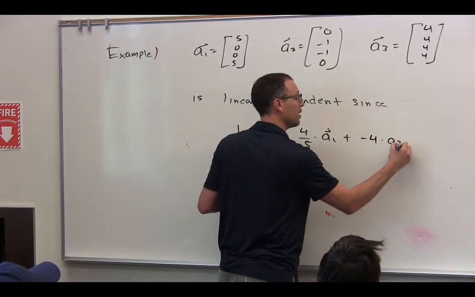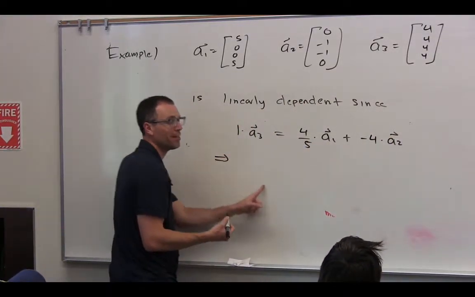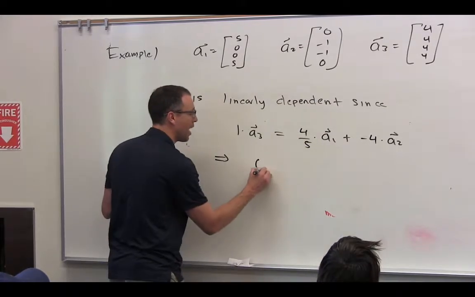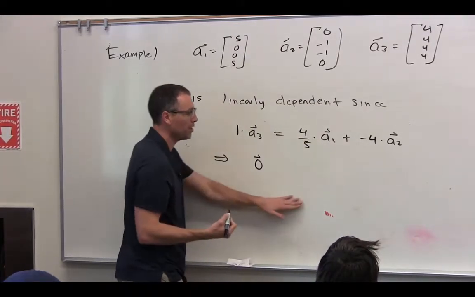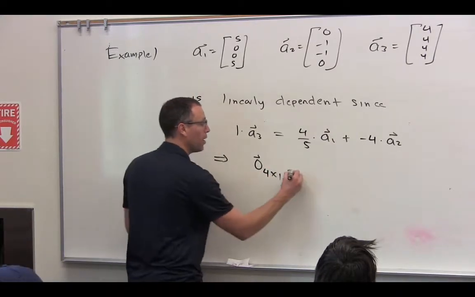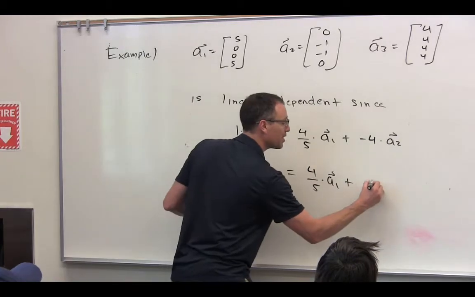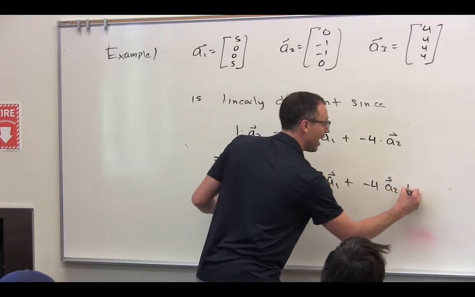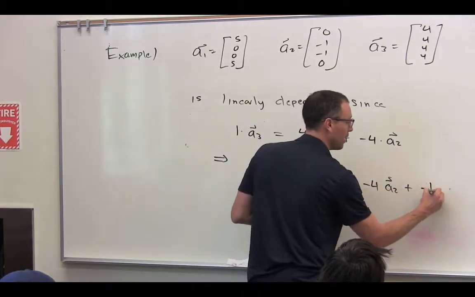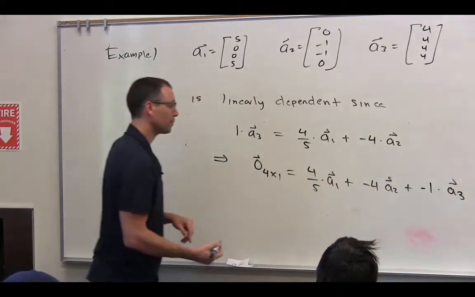Negative 4 times A2. And then the claim that we just made is we can actually bring this over to the other side and we can say now the 0 vector, how big would the 0 vector be? 4 by 1 was now 4/5 times A1 plus negative 4 times A2 plus what? Negative 1 times A3.